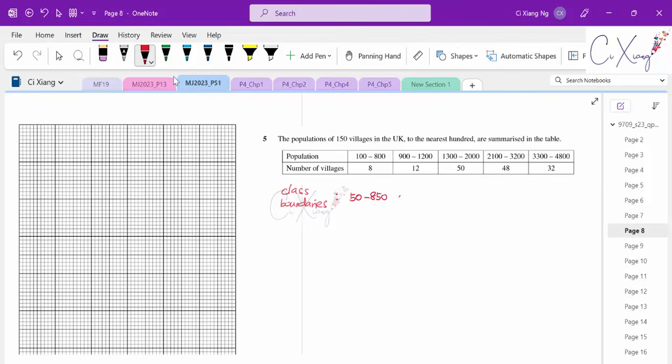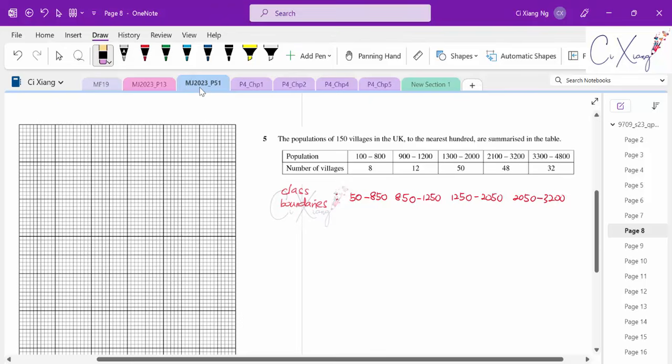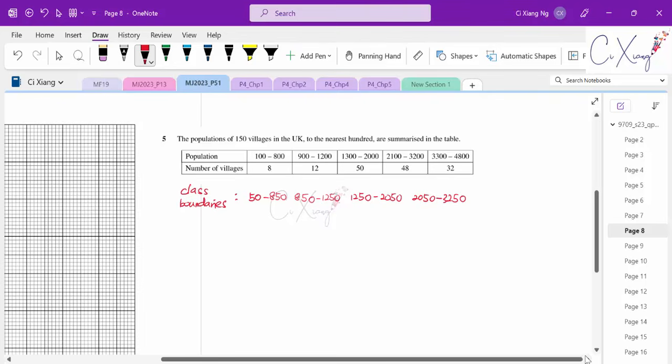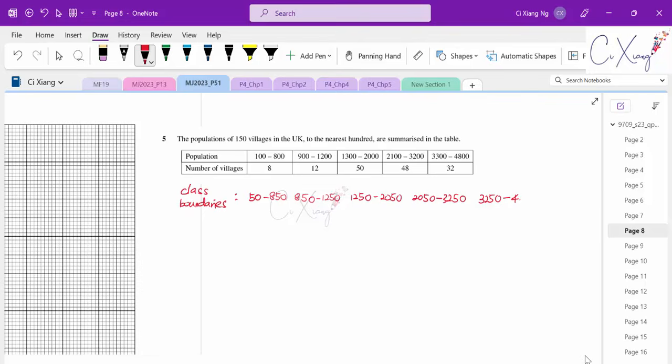Same thing happened for the second class. I'm having 850 and 1250. For the third class, 1250 becomes 2050. The fourth class is 2050 becomes 3200. And the last class will start at 3250 because I add 50. So 3250 becomes 4850.